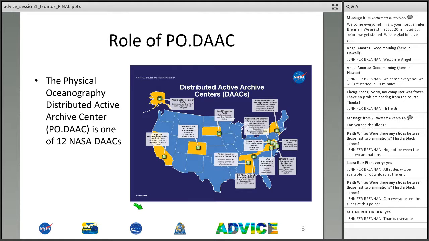Okay, so a little bit about PO.DAAC. PO.DAAC is one of 12 NASA Earth Science DAACs responsible for archival and distribution of Earth science data. Each one has a specific thematic focus, and PO.DAAC, the PO stands for Physical Oceanography, is responsible for archival of NASA's physical oceanographic satellite data. We are located in California, in Pasadena, close to Los Angeles, at NASA's Jet Propulsion Laboratory.